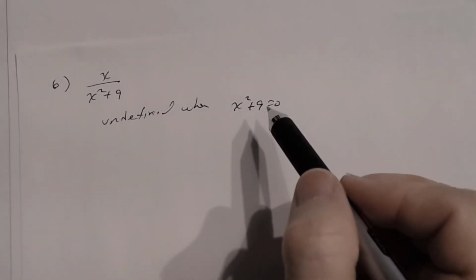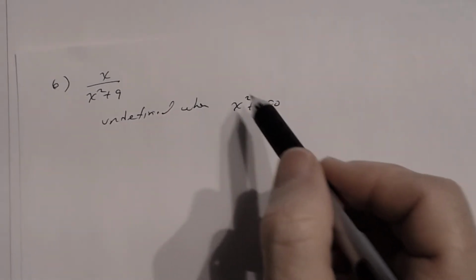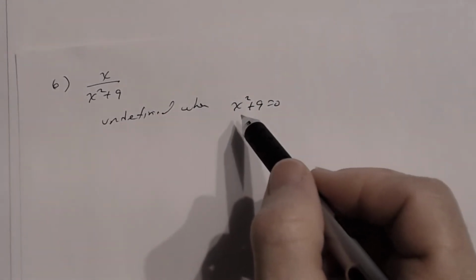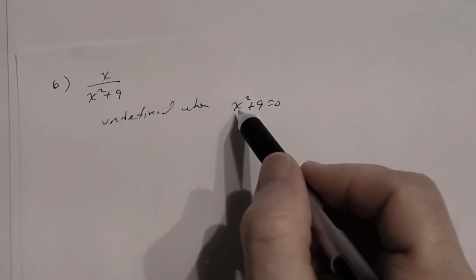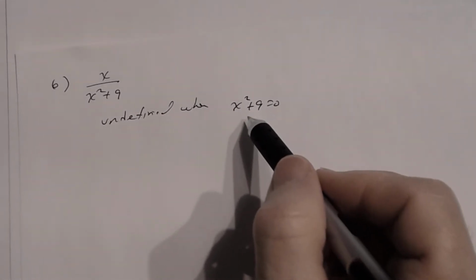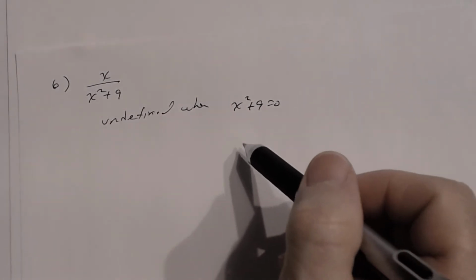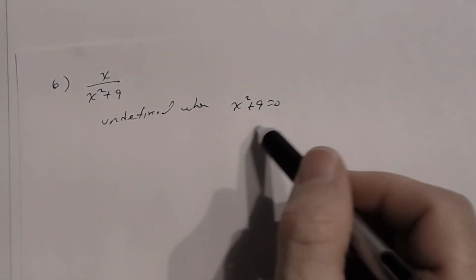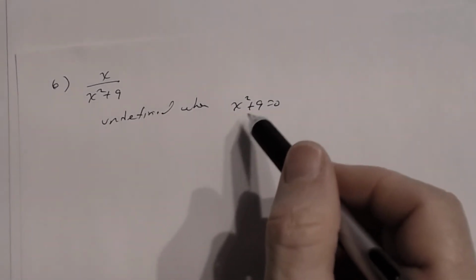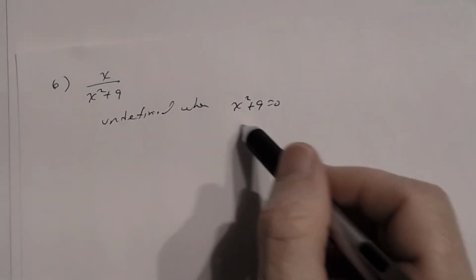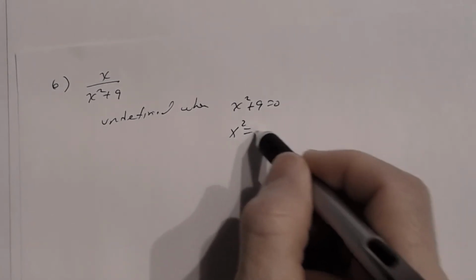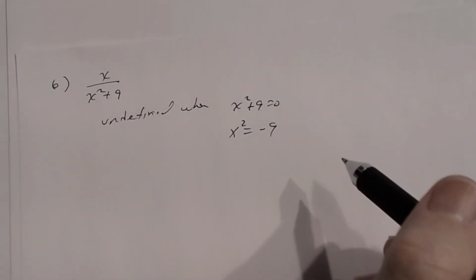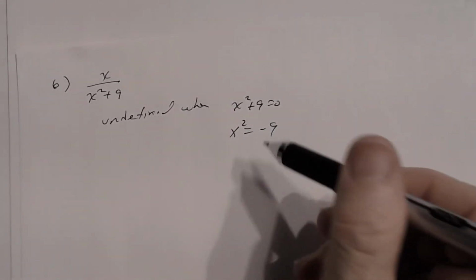Again, just like in a previous lesson, when is x squared plus 9 equal to 0? What value of x, when I square it and add 9 to it, is going to be 0? Well, remember, that's the sum of two squares, and the sum of two squares cannot be factored. So if I get x squared by itself, just to talk about what we're seeing here, look at what you have.